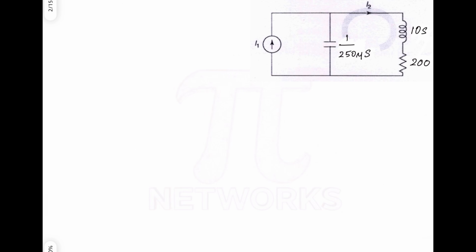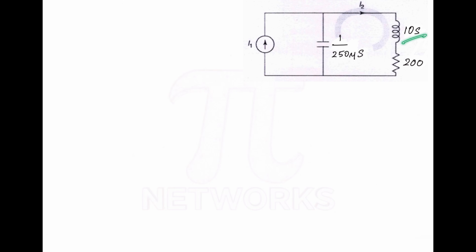So this is a modified circuit. Inductor becomes 10S, resistor 200 will remain the same. Then capacitor becomes 1 by 250 micro S. So this micro we can replace as 10 raised to minus 6. So the capacitor will be written as 250 into 10 raised to minus 6 S. Can we proceed? So what can we do next?